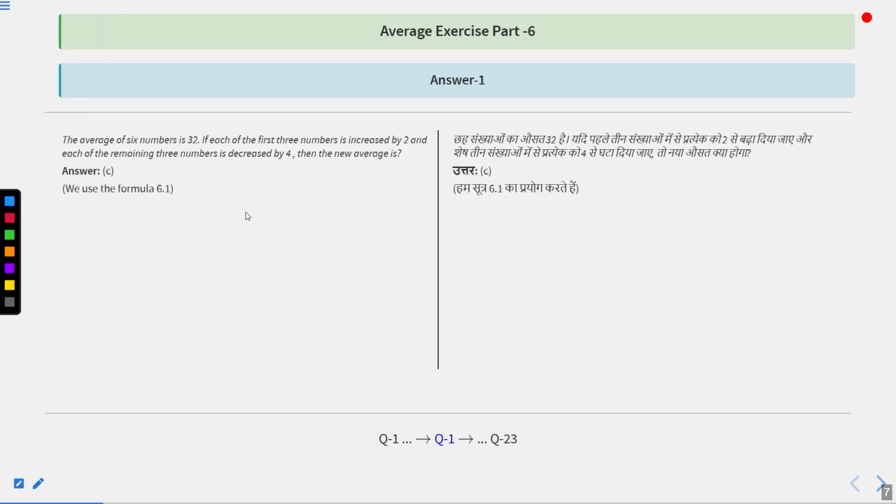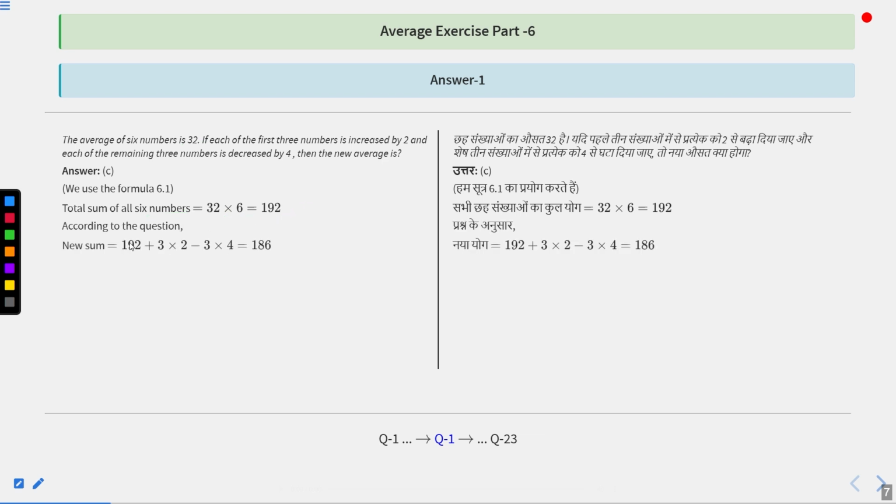Now we are going to use formula 6.1. What will be the sum of all 6 numbers? It is given that the average of 6 numbers is 32, so we just multiply 32 into 6. It becomes 192. According to the question, the new sum will be 192 plus 3 into 2 minus 3 into 4, because the question says the first 3 numbers are increased by 2 and the last 3 numbers are decreased by 4. So we get 186. The required average will be 186 divided by 6, because the total number is 6. So dividing by 6 we get 31 as our new average.